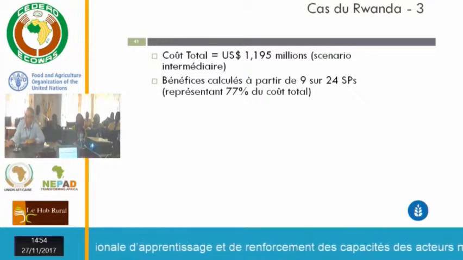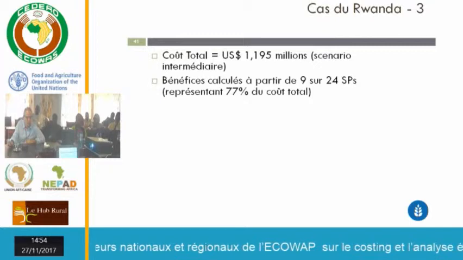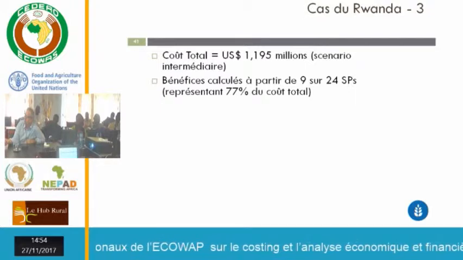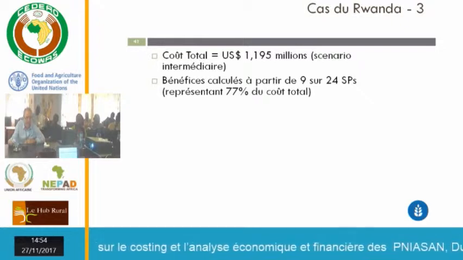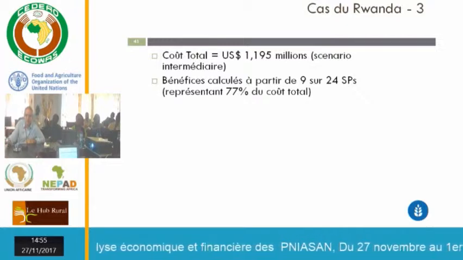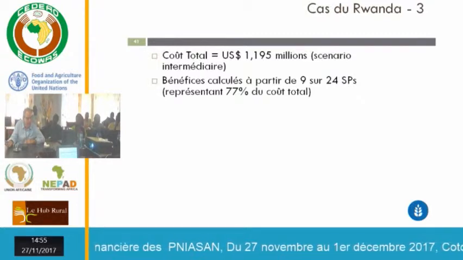Out of the 24 sub-programs, they calculated the benefits only on 9 of these sub-programs. In fact, these 9 represent 77% of the total cost, which is the majority of the cost. But they also explain that for the remaining 23%, they did not quantify and monetize the direct benefits, but they assume that this 23% was necessary to materialize the benefits of the whole plan.